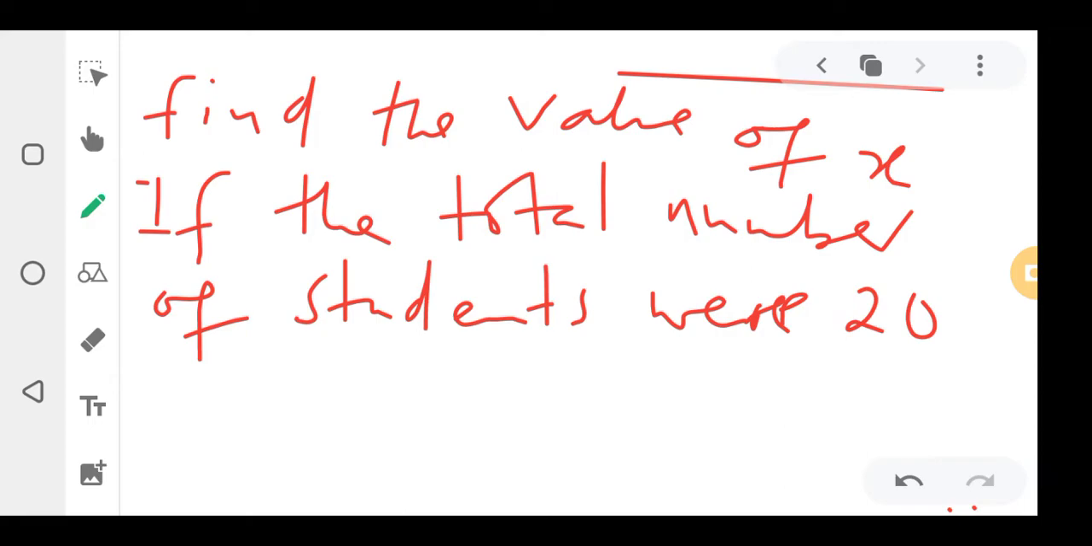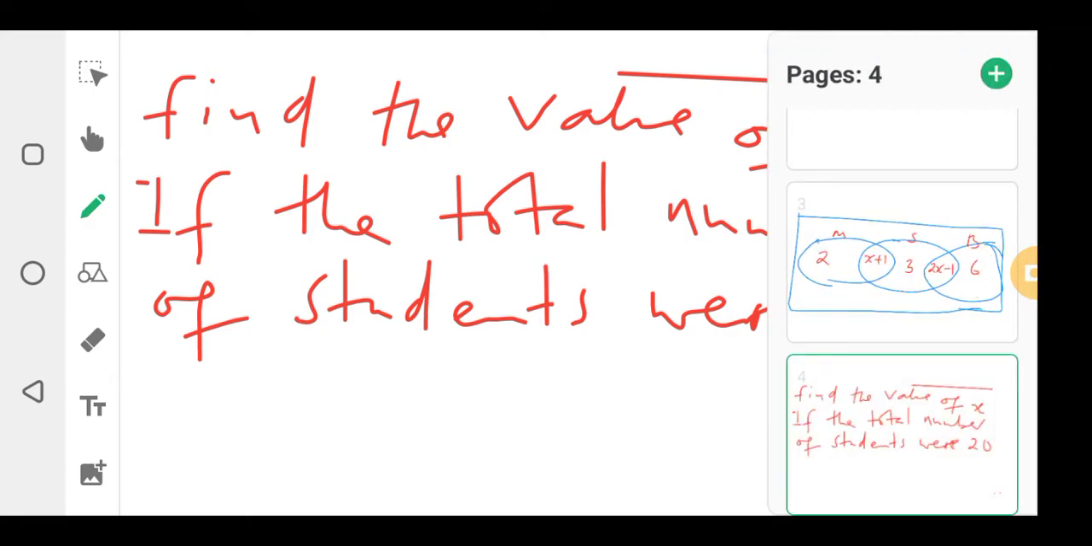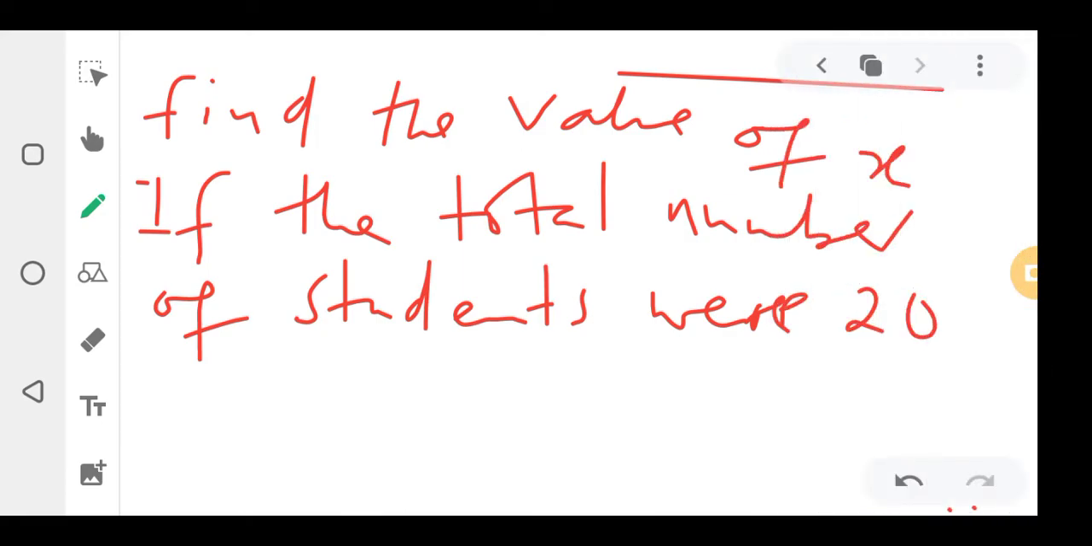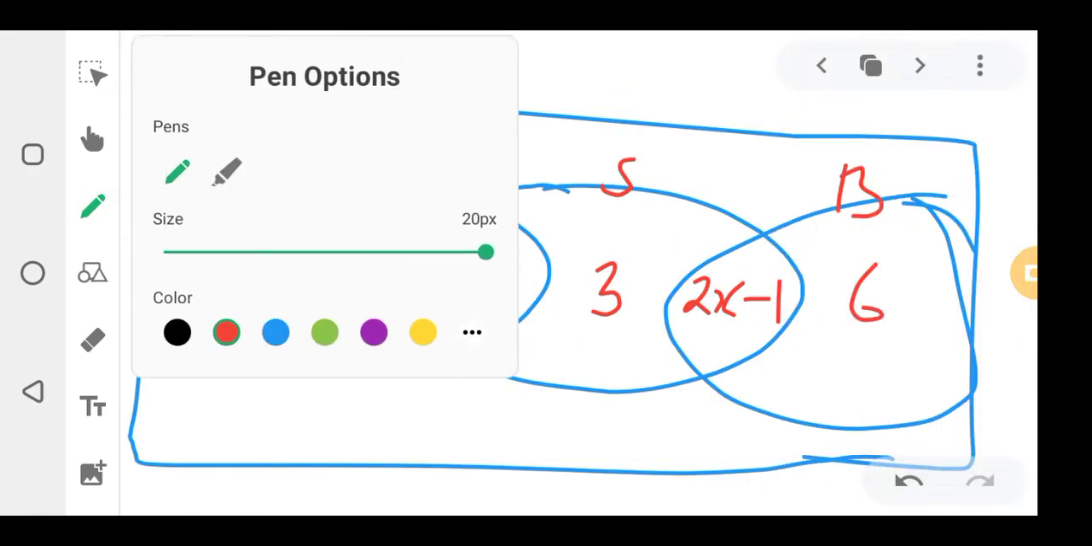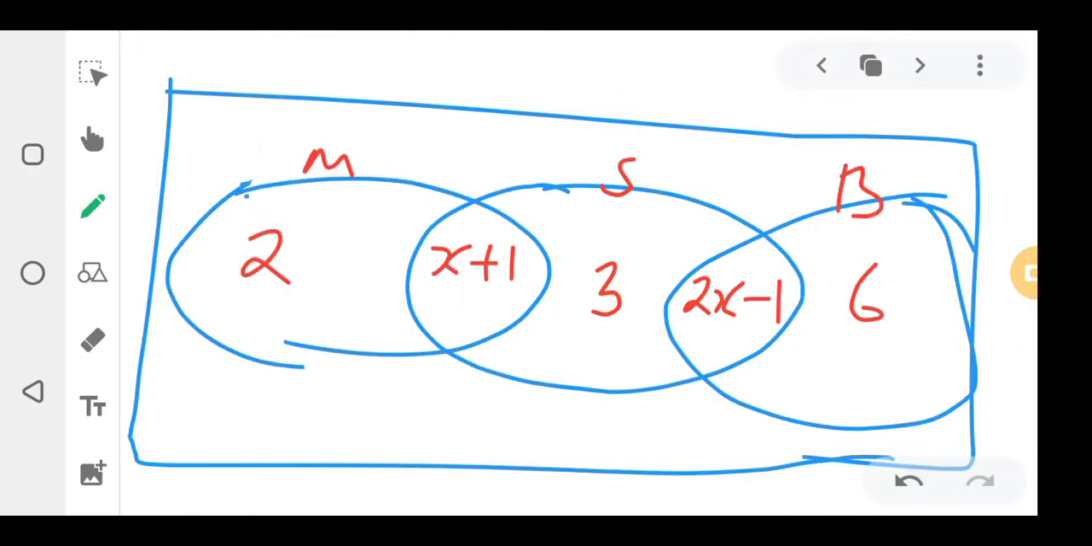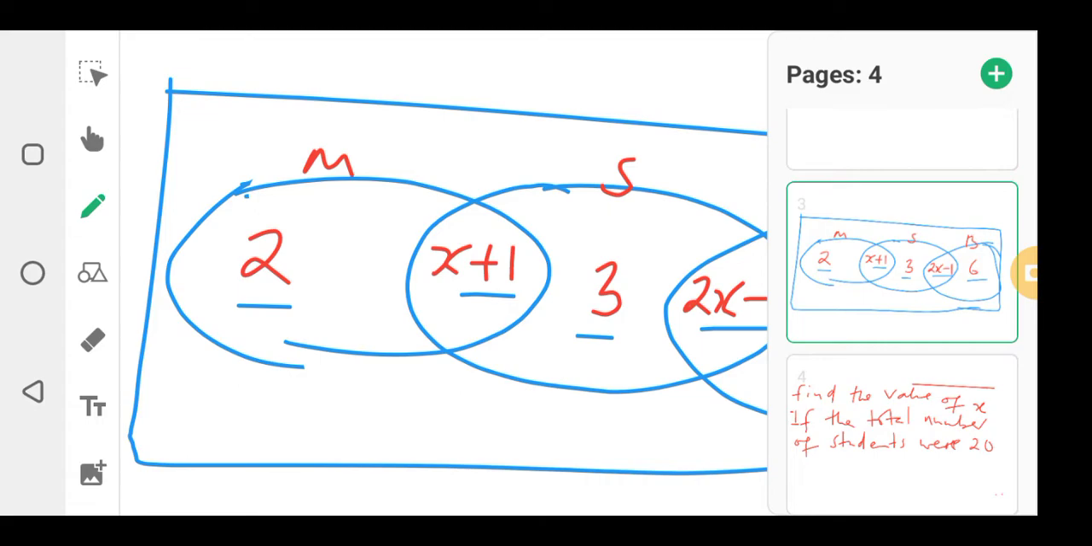So what do you do? Total number of students means all these in the Venn diagram here. When you add this one plus this one plus that one plus this one plus this one, it must be equal to 20. That's how you do it.